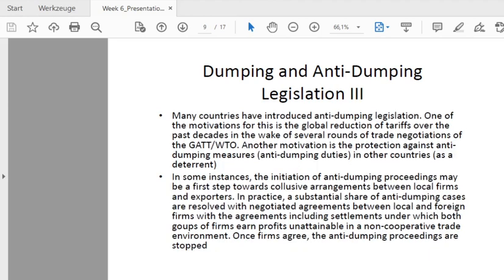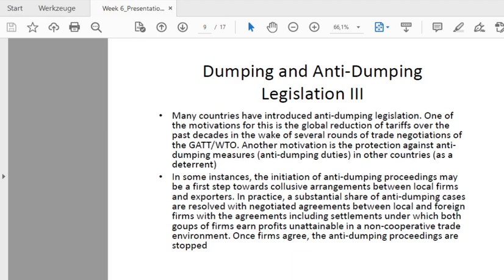But many countries have introduced anti-dumping legislation. One of the motivations for this is the global reduction of tariffs over the past decades in the wake of several rounds of trade negotiations with the GATT and the WTO. Another motivation is the protection against anti-dumping measures in other countries. So you introduce them just as a deterrent for governments in other countries.